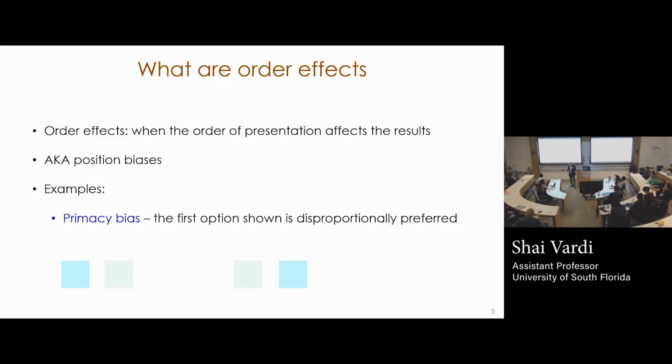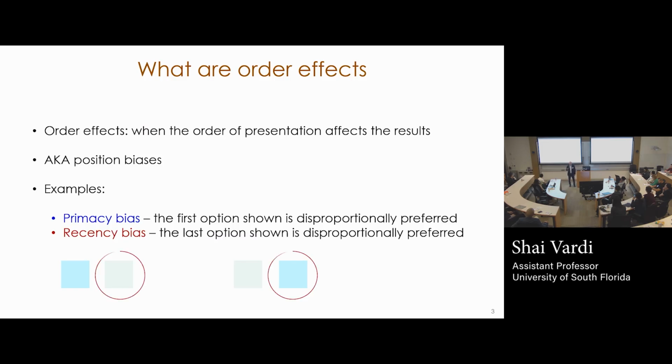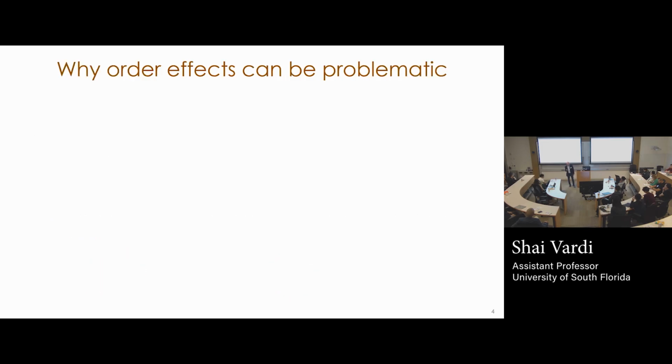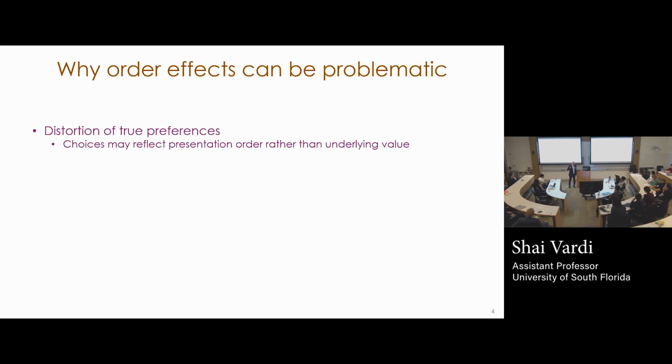The two best known examples are the primacy effect, or primacy bias, where the option you see first is disproportionately preferred. So in this case, if I gave you these two choices, you would just always choose the first one. The other is the recency effect, or recency bias, where the last option shown is disproportionately preferred. Maybe in this case you wouldn't care that much, but they can be problematic.